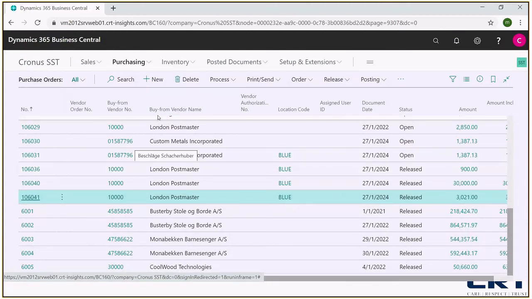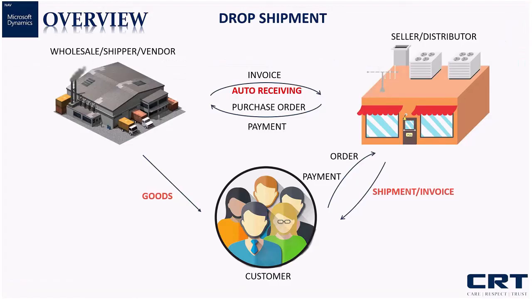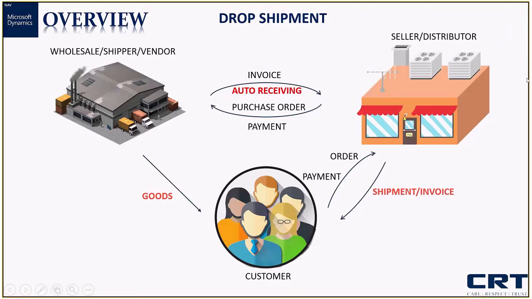So it's a time saving tool, since I don't have to key in all my lines back to the purchase order. So now we're back to our slide. In the relationship just now, we showed there is auto receiving in drop shipment.